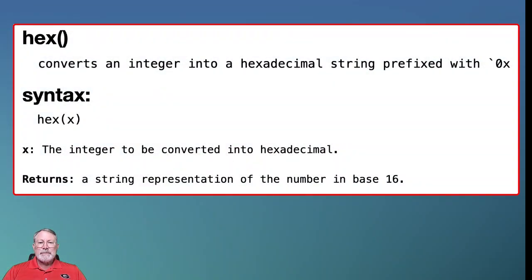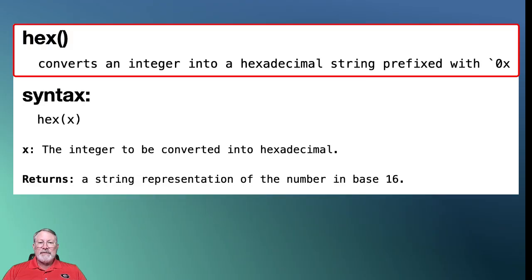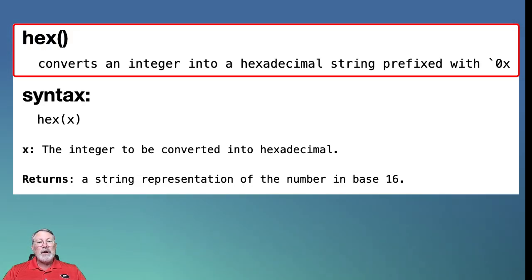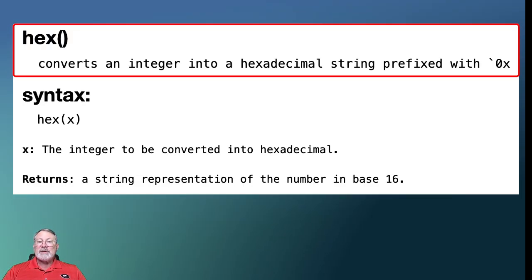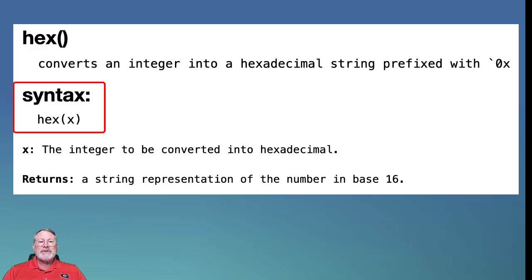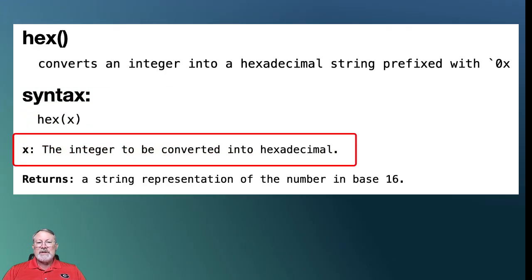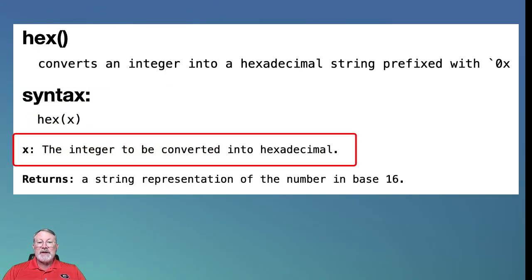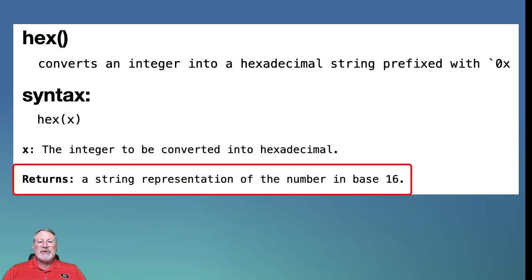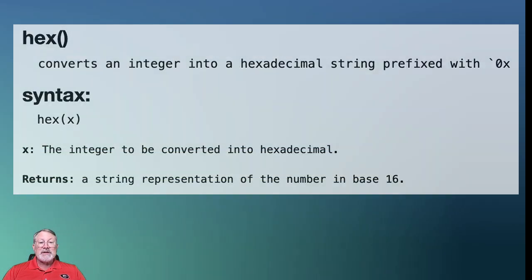What is hex? It's a built-in Python function that converts an integer into a hexadecimal string, prefixed with 0x. Here's the syntax. Here, x is the integer to be converted into hexadecimal. The result is a string representation of the number in base 16.